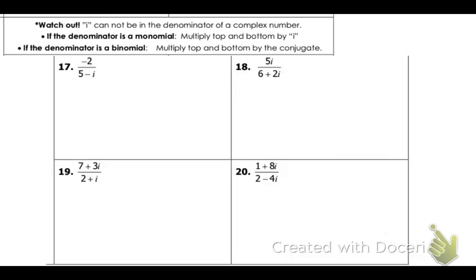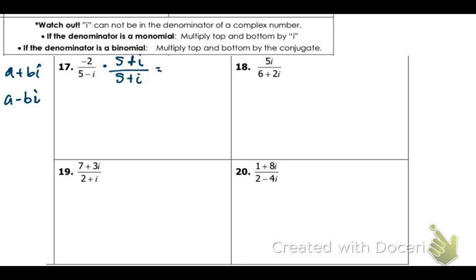Alright, so let's go ahead and move on. When the denominator is a binomial, you're going to multiply the top and bottom by the conjugate. So at the bottom, the denominator, this is a binomial. So it's 5 minus i. The conjugate, remember, it's 5 plus i. If you don't know where I'm getting that from, look above on your notes when I talked about the complex conjugates of a plus bi and a minus bi. So because this is an a minus bi, your conjugate would be a plus bi. You're going to multiply the top and bottom by that.